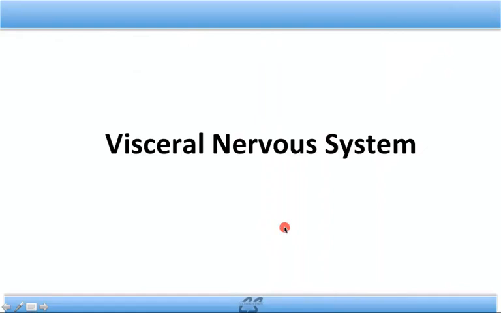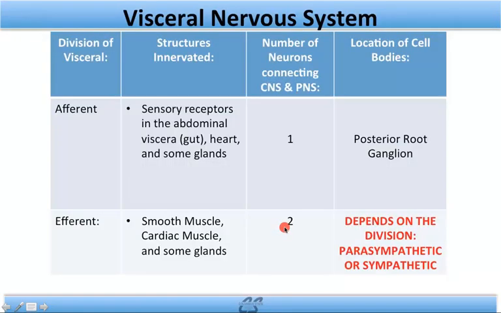Moving on to the visceral. The visceral is a bit more complicated. Pretty much somatic was one neuron in, one neuron out, and we just applied the terms. Visceral nervous system, what you'll find is that yes, there's an afferent component, yes, there's an efferent component. And the afferent and efferent are affecting things like organs, abdominal viscera, the gut, maybe it's the heart. We're bringing back sensation in terms of the condition of the heart, maybe some glands as well.